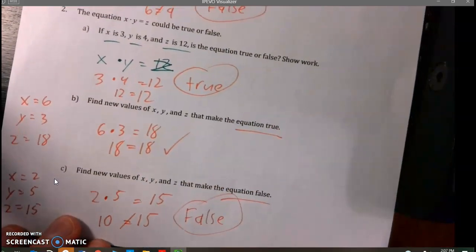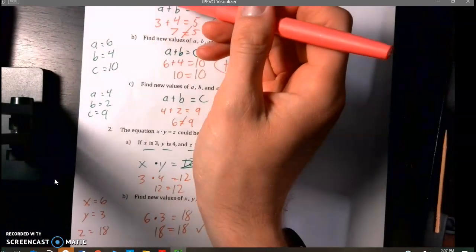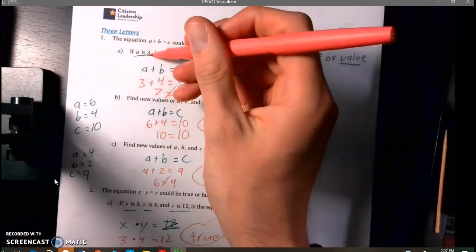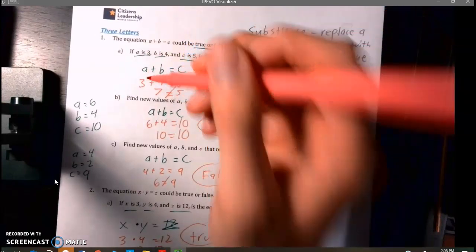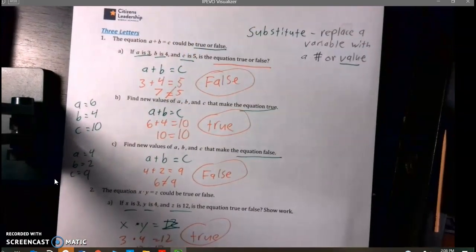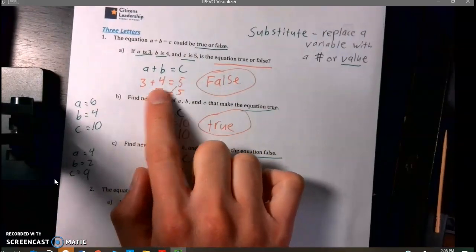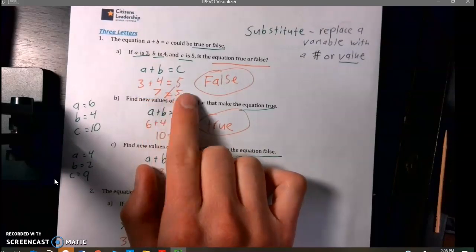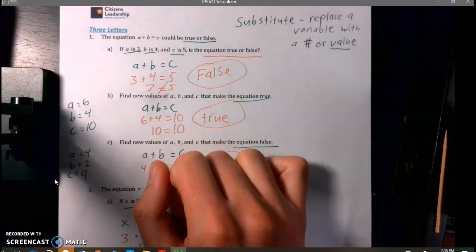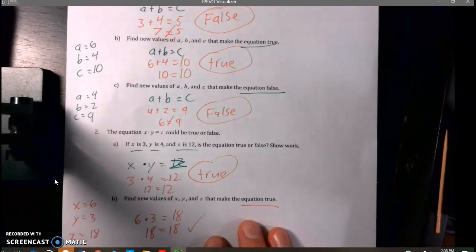So once again, this activity is just reminding us that variables are unknown numbers, and we are often given values, numbers, that the variable can equal, and we substitute those in, meaning we replace the letter with that number. And if it gives us a true equation, that means that it actually works, right? So 3 plus 4 equals 5 doesn't work, doesn't make sense, because 3 plus 4 is actually 7. 7 and 5 are not the same thing, so that's false. But anytime you plug in the values and it does work, we would call that a true equation.